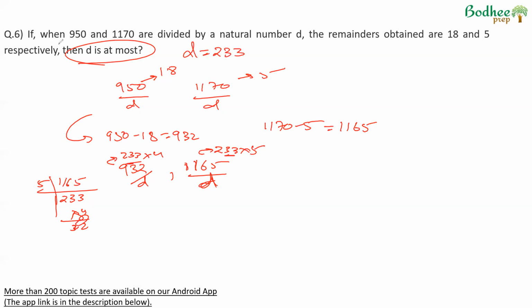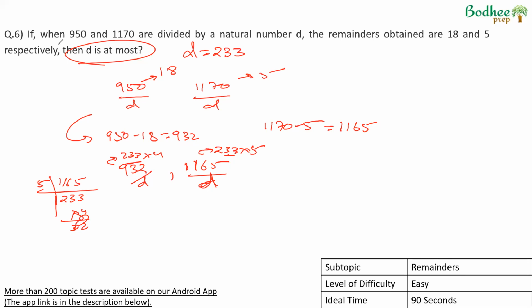Again, the concept used is pretty simple. Just take out the remainder and take the HCF in a way. And therefore, I am saying 1.5 minutes to solve the question, easy question.